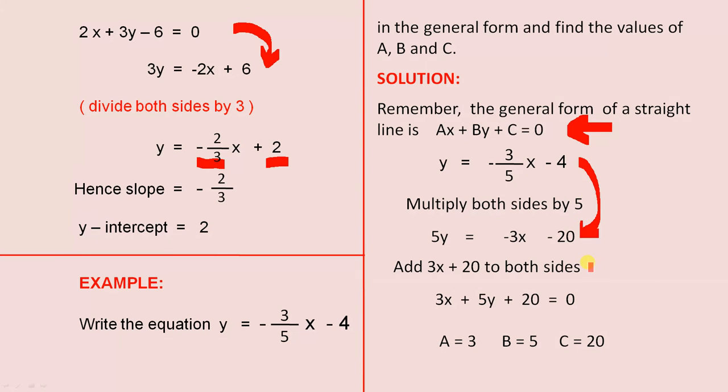We add 3x plus 20 to both sides. That brings everything to the left-hand side. And look, here is the general form of that equation, or that equation is in the general form. Therefore, a equals 3, that's a, b equals 5, there's b, and c equals 20, there is c.